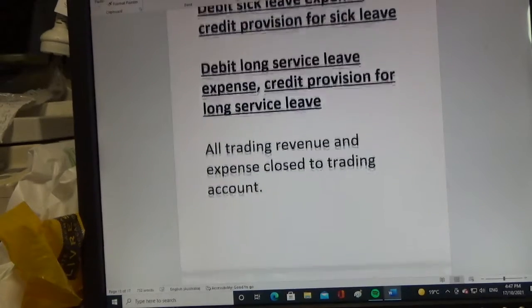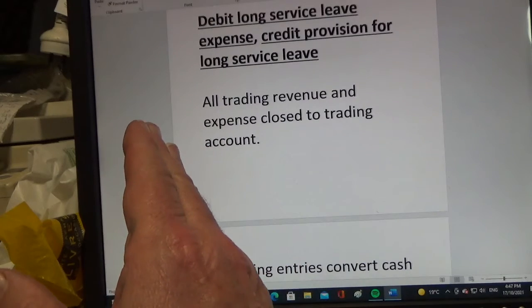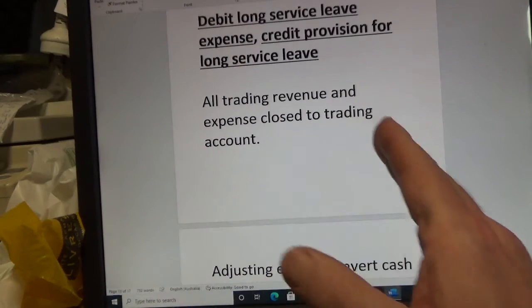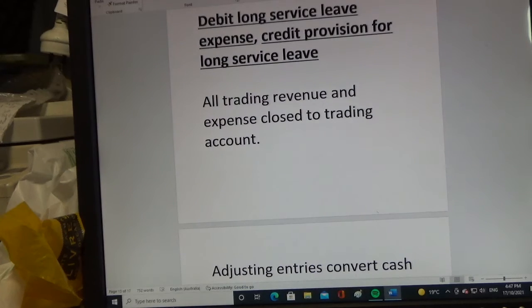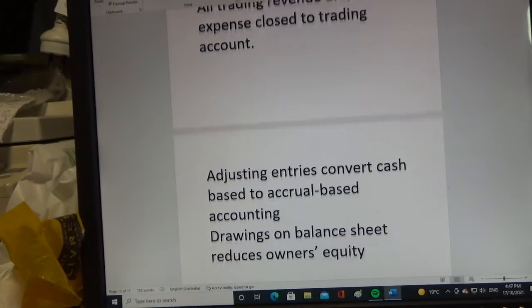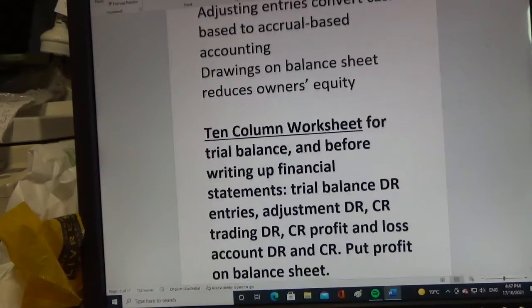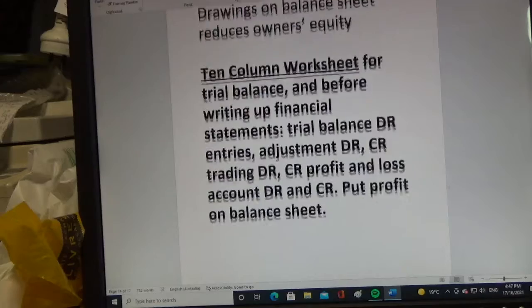And then you keep posting things along, like trading gets posted to P&L, P&L items get posted to the balance sheet, old profit. And then you finally close off all your accounts and financial statements of the year. Drawings reduces owner's equity, drawings for the owner, for his or her personal expenses.